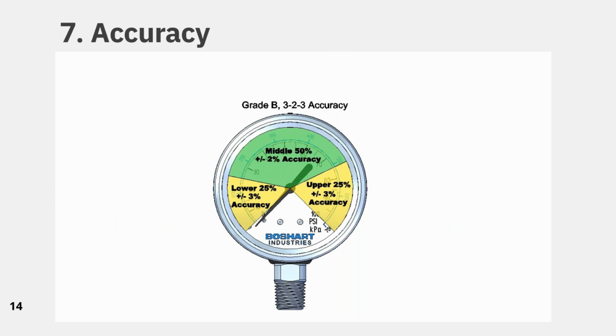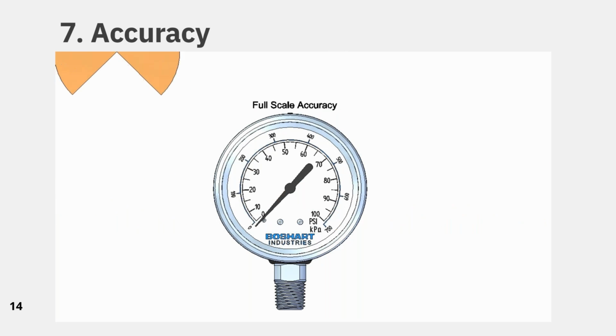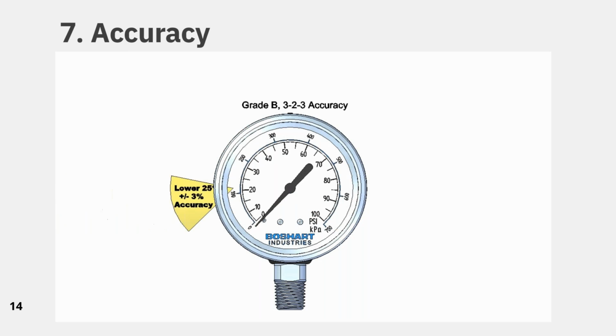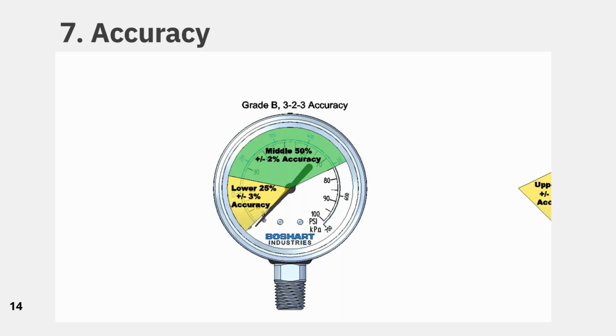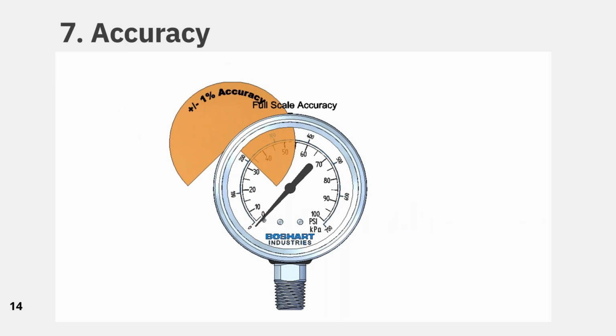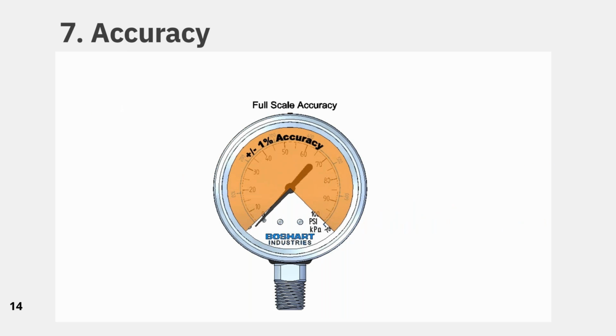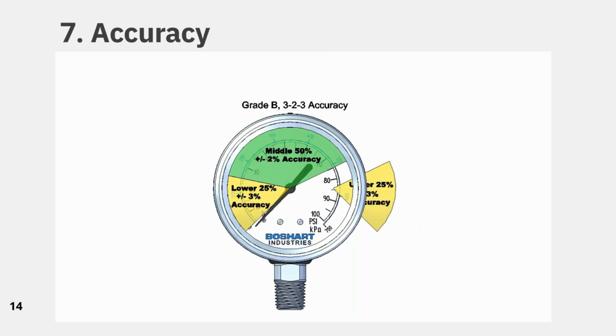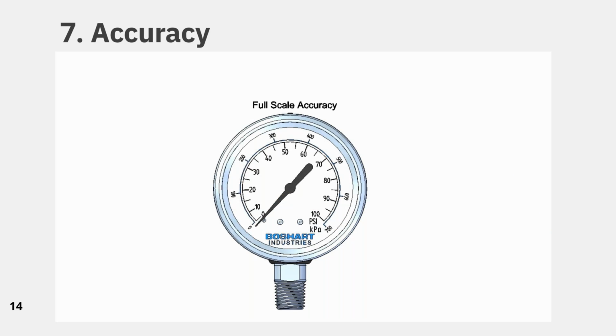To understand the accuracy rating of ±3-2-3%, you need to divide the values on the gauge face into 3 parts. From 0% to 25% of the gauge, the accuracy of the pointer will be plus or minus 3%. From 25% to 75% of the gauge, the accuracy of the pointer is plus or minus 2%. From 75% to 100% of the gauge, the accuracy of the pointer is plus or minus 3%.